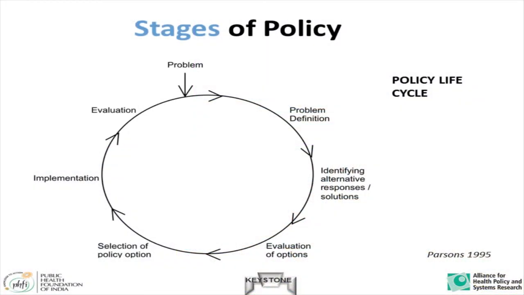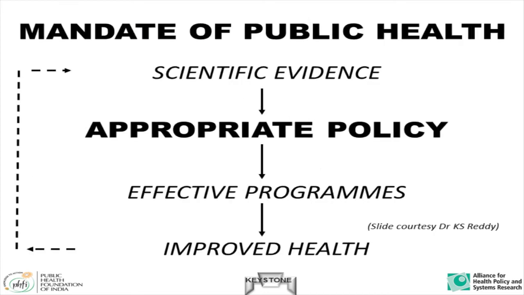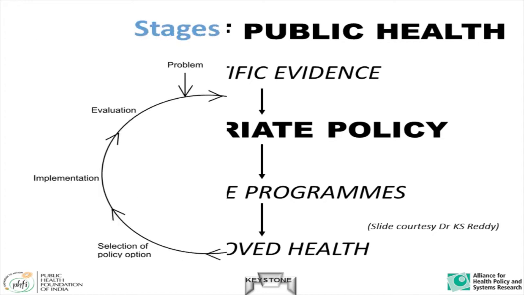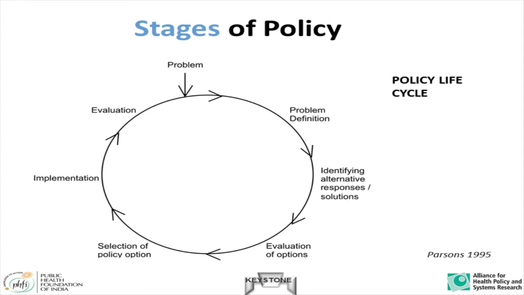Okay, so stages of policy. This is something we've seen before. So this is the policy life cycle. Problem definition, identifying solutions, evaluating options, selecting an option, implementation, evaluation, problem. And this is another example of a similar kind of sequential thinking. Mandate, what is the mandate of public health? It's to collect evidence to create appropriate policy, which will give rise to effective programs, which will improve health. You collect information on that and it feeds back into your scientific evidence. Does it actually happen like this? Is this how things actually happen in the real world?